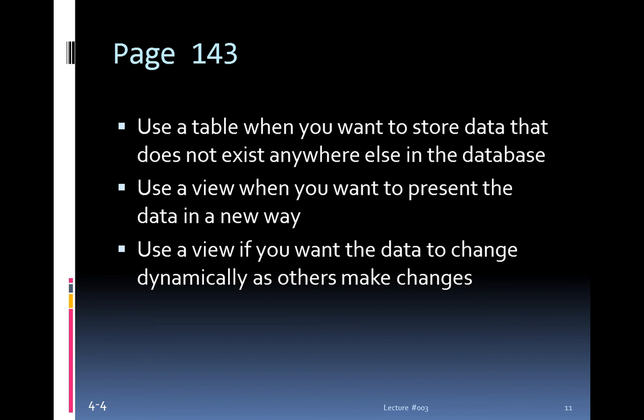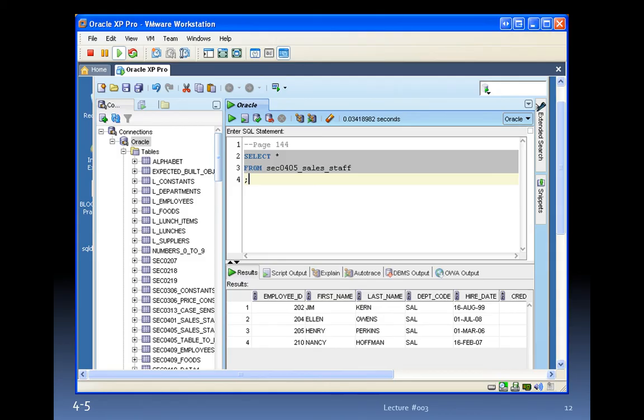Use a view when you want to present the data in a new way. I don't write much Oracle code anymore, but when I did, I very rarely ran a query against a table. I'd use a view to display it on a web page or to run a report in the Enterprise Application Manager. It's just easier that way. Use a view if you want the data to change dynamically as other changes are made. And hold that thought for a minute because we're going to talk about different ways we can use views in just a second.